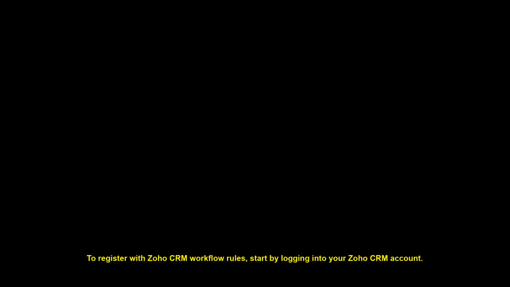To register with Zoho CRM Workflow Rules, start by logging into your Zoho CRM account. Once logged in, navigate to the Settings section in the top right corner of the dashboard. In the Settings menu, look for the Automation option. Click on Automation to reveal additional options. Select Workflow Rules from the drop-down menu.